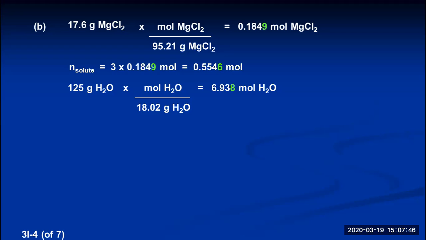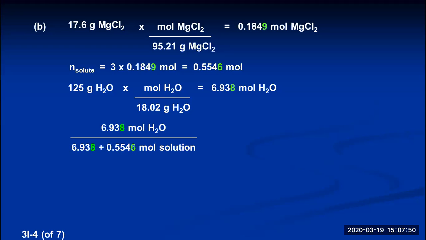And now to do Raoult's law, we calculate the mole fraction of the solvent, which is 6.938 moles of water divided by the total moles of the solution. The mole fraction turns out to be 0.9260. Multiplying 0.9260 by the vapor pressure of pure water at this particular temperature, which is 21.1, the vapor pressure of the solution turns out to be 19.5 torr.